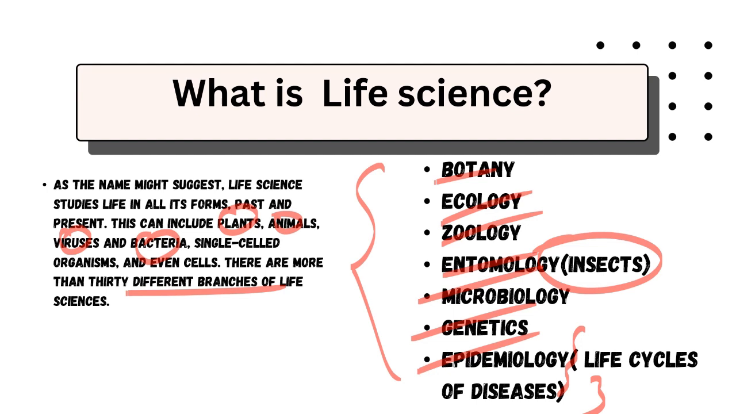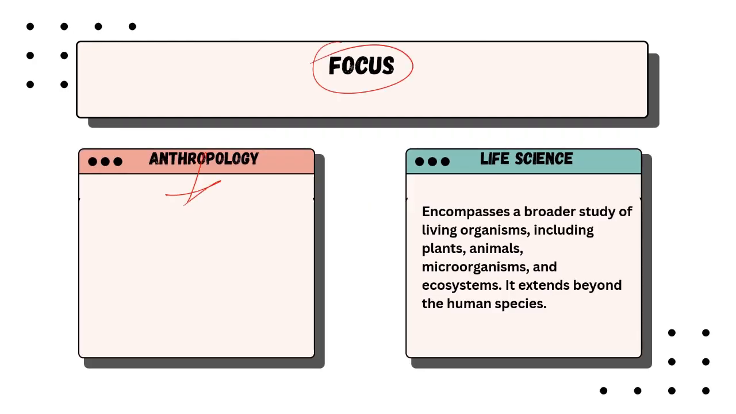Please note that it's very important to understand what the subject is and what areas it covers, so that it would be easy to make points with clarity. Focus. We all know that anthropology studies humans and human societies in detail with various aspects such as economy, biology, culture, history, etc. Whereas life sciences study living organisms including plants, animals, microorganisms, etc. It extends beyond the human species. I hope by now you would have memorized the points related to anthropology.